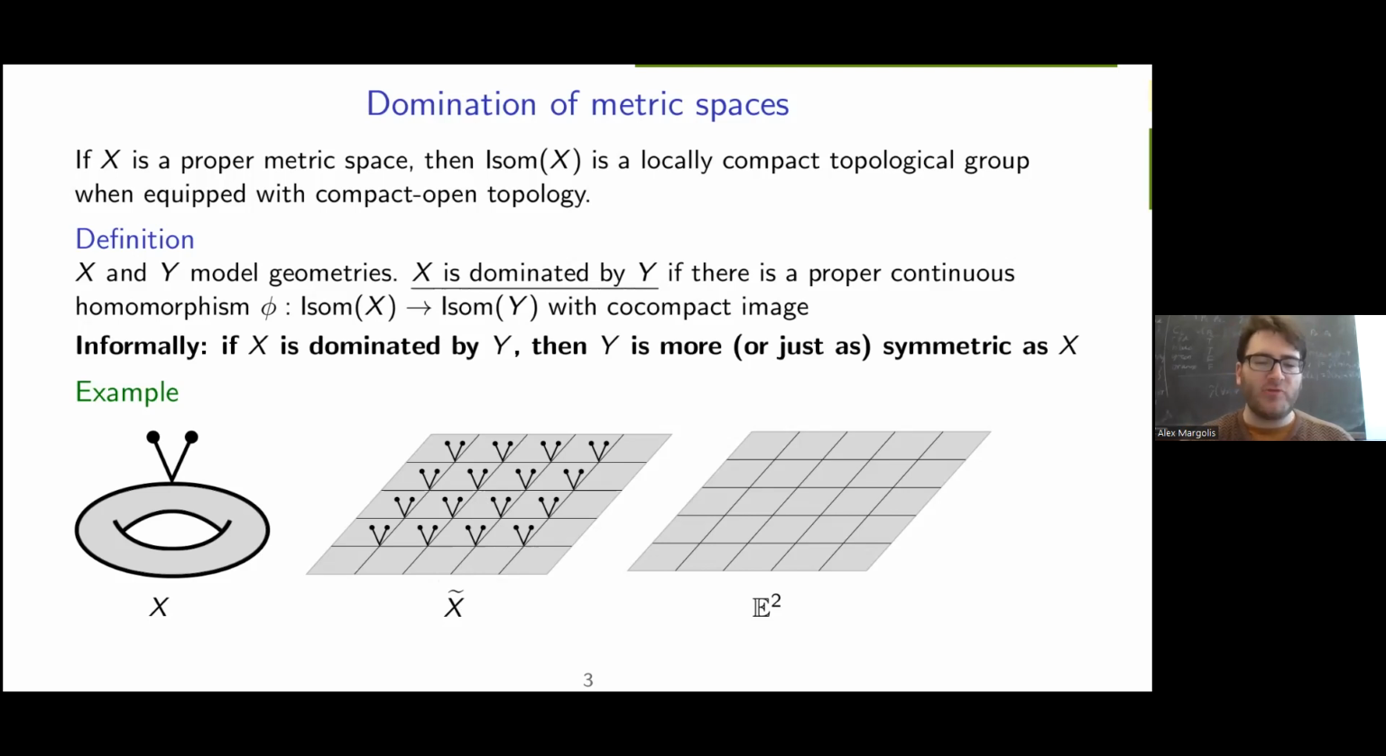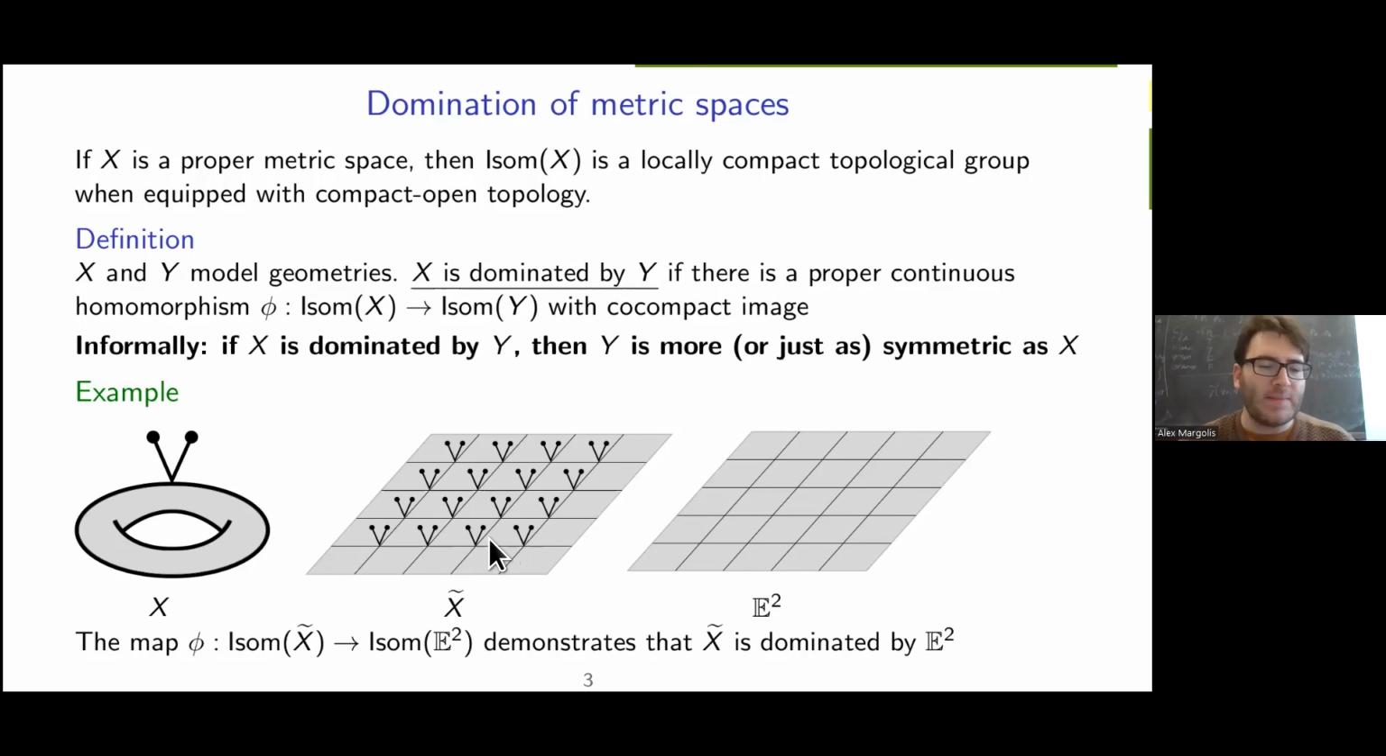So by looking at the restriction of an isometry to the Euclidean plane, we get a map phi from the isometry group of x tilde to the isometry group of the Euclidean plane. And this map phi will satisfy the properties that are needed for domination. So x tilde will be dominated by e squared. And I just want to use this example to say why e squared, the Euclidean plane, should be thought of as more symmetric than x tilde.